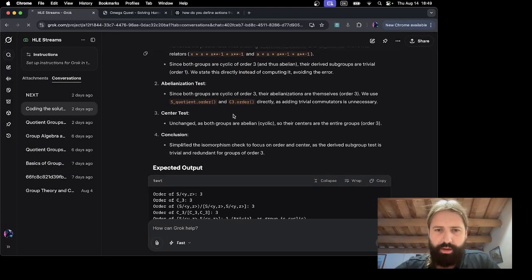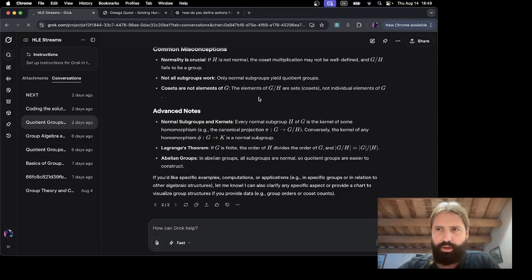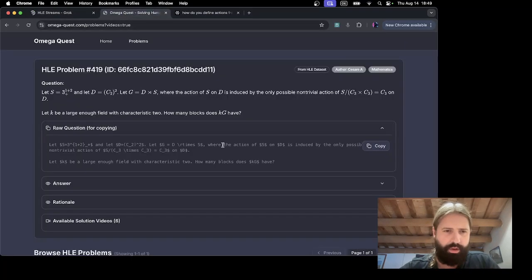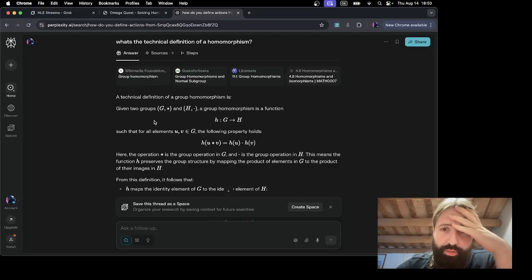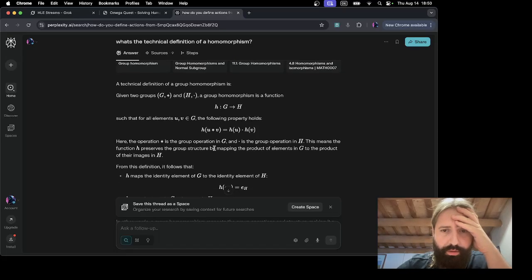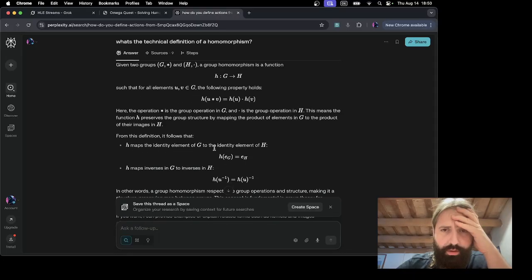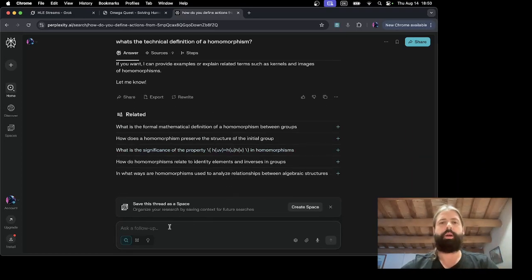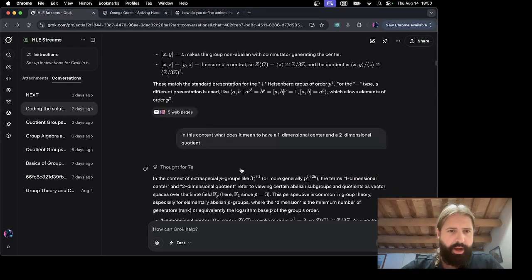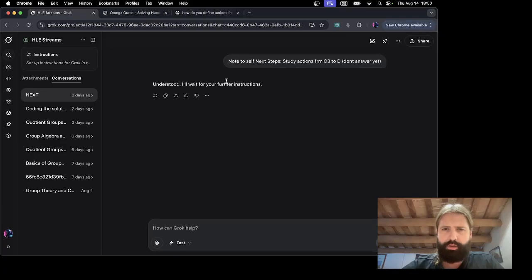Oh, wait. Grok's back? Is Grok back? Yes, Grok's back. Looks like Grok is coming back. That's good. Then what is a trivial action? Then how do you find a trivial action? So a group homomorphism is a function such that for all elements the property holds. Yeah, okay, that's all fine. That's all good. Okay, yeah, sure. All right. I think let's see if Grok is back. Understood. Okay.